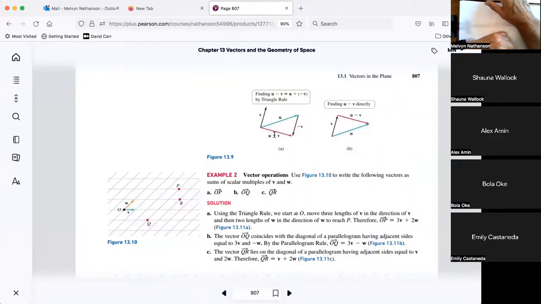This is vector subtraction. You have vectors u and v, and if you start with v and you add u minus v, then you're supposed to get u. So v plus (u minus v) gives u. That's geometrically what the difference of two vectors looks like.